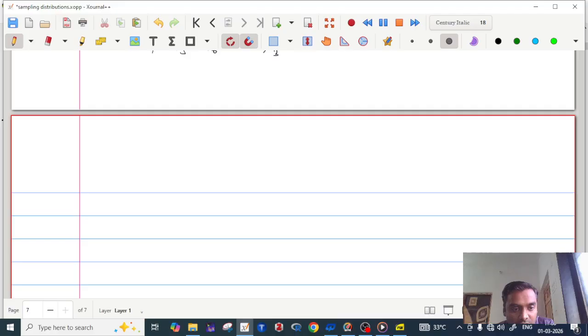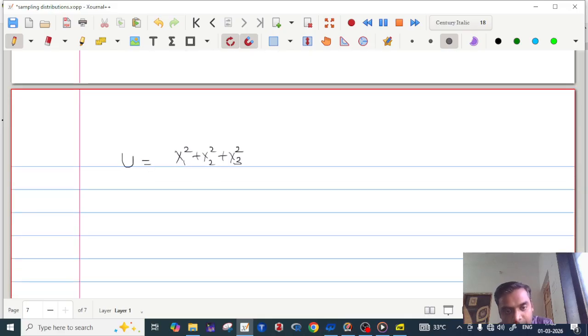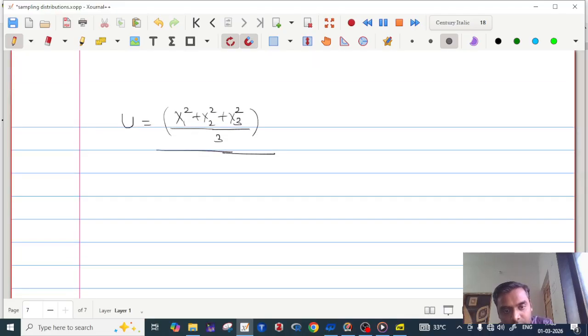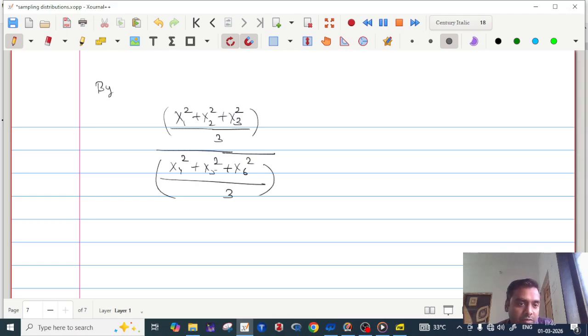Then you will get the F distribution. So U equals x1 squared plus x2 squared plus x3 squared divided by 3, over x4 squared plus x5 squared divided by 2. By the definition of the F distribution, this follows F with 3 comma 2.